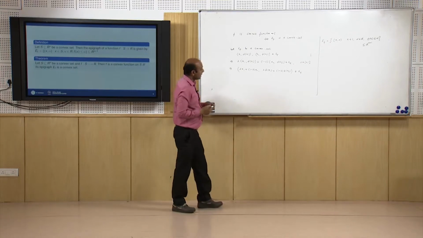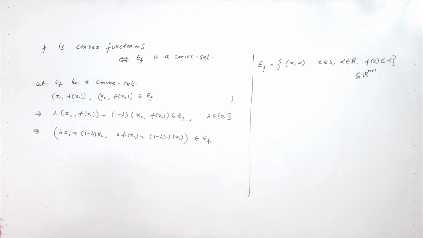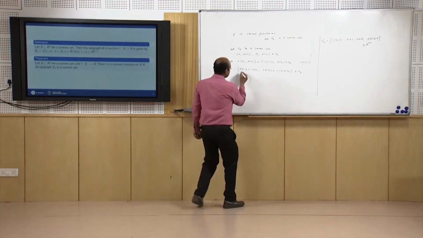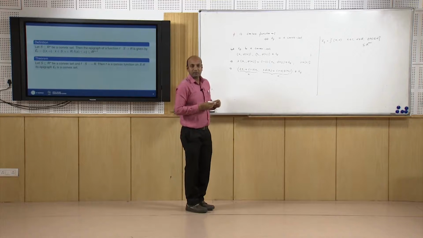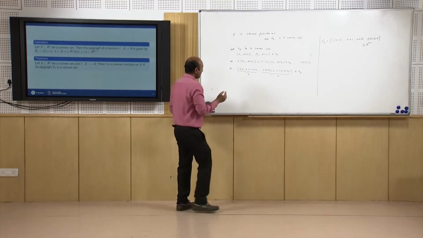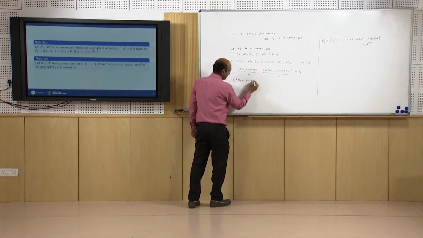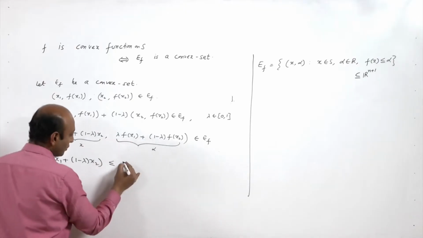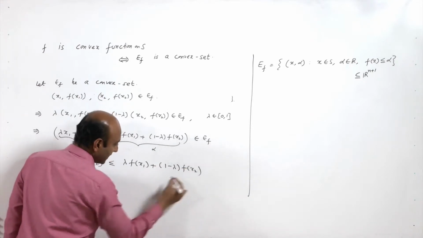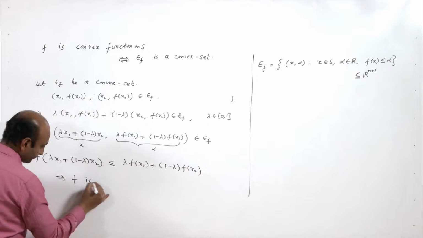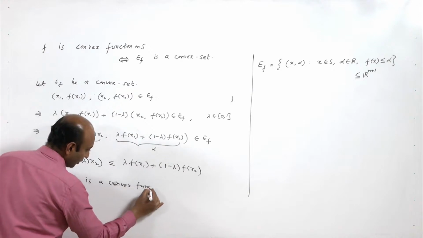Okay. Now, what does it mean to belong to the epigraph? If (x, alpha) belongs to the epigraph, this means f(x) is less than or equal to alpha. So, this is some x and this is alpha. So, f of x, this term, is less than or equal to alpha, and alpha is this quantity lambda f(x1) plus 1 minus lambda f(x2), and this implies that f is a convex function on S.